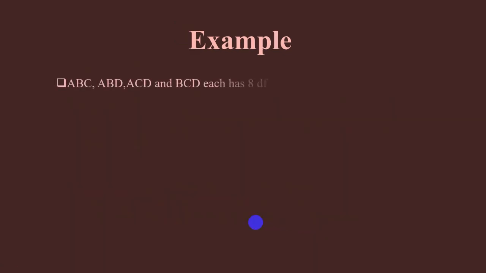Now let us see the three-factor interactions. So there are four factors. If we select three factors at a time out of four, 4C3 is 4. So we must have four three-factor interactions, and those are ABC, ABD, ACD and BCD. Each has 8 degrees of freedom because 2 raised to 3 is 8.